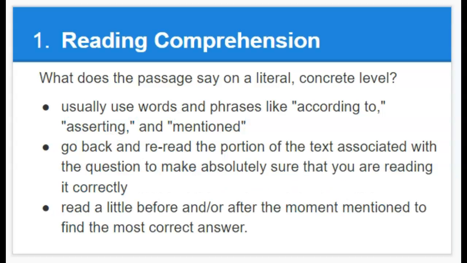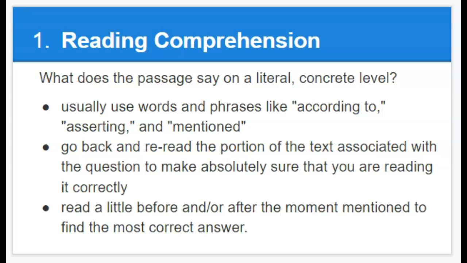So the first type of question that you'll find are just basic reading comprehension questions. And those questions are asking about what does the passage say on a literal, concrete level. These are simple, basic, like did you read questions. They're the kinds of questions that you would find in that question study guide packet that I gave you yesterday. So in those kinds of questions, they'll usually use words like according to, asserting, and mentioned.